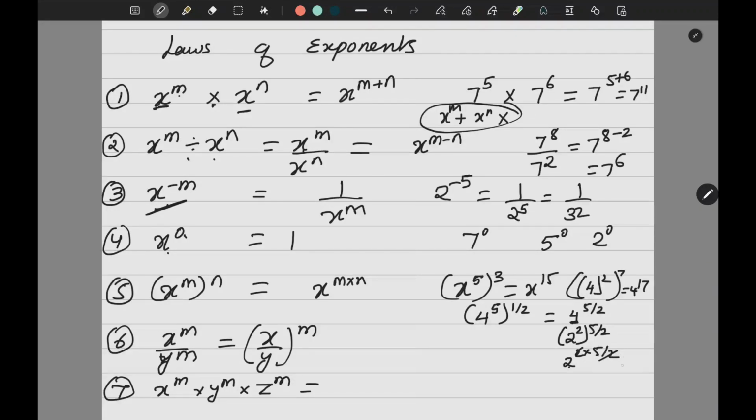2 cancel. So 2 to the power 5, which is 32. So always take care of this thing. If there is a big number here, you find out the factors and express it in terms of factors so that you can cancel the powers. Now the next one is this.